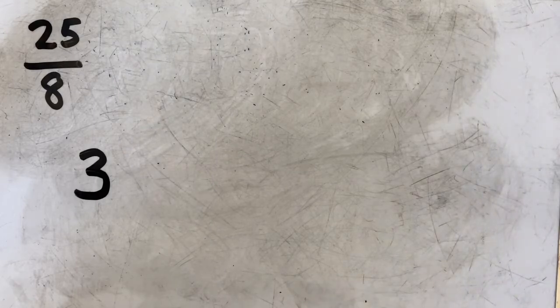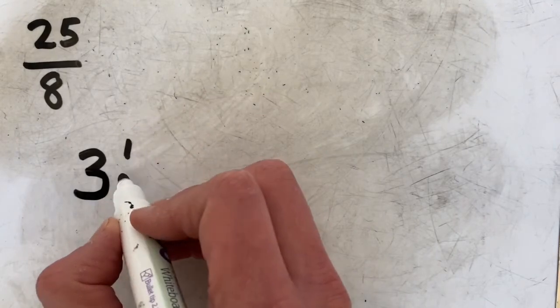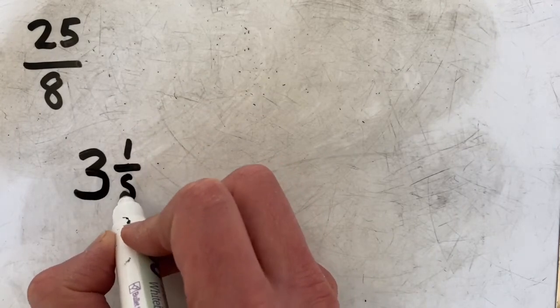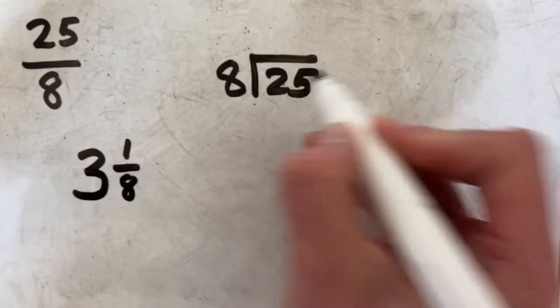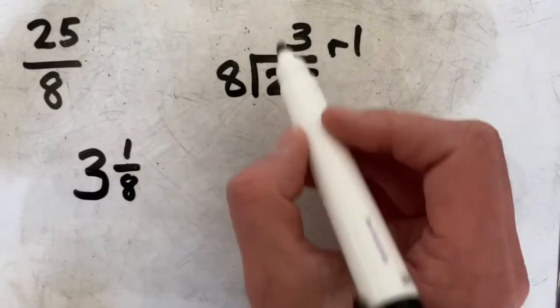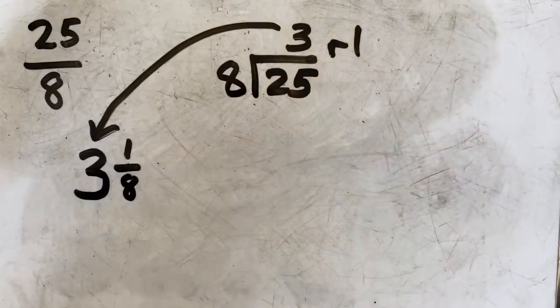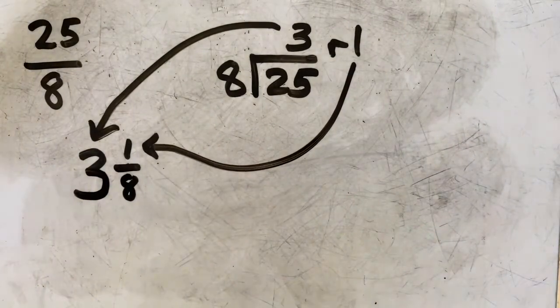1. So the answer is 3 whole numbers, and there is 1/8 left over, because 8 goes into 25 3 times with 1 left over. The whole number is the whole number in the mixed fraction. The remainder is the numerator that goes above the denominator.